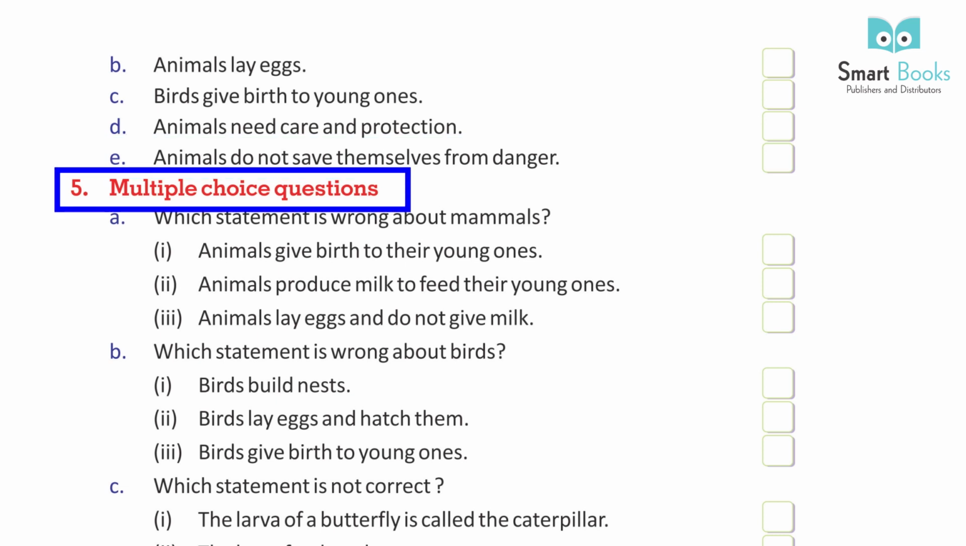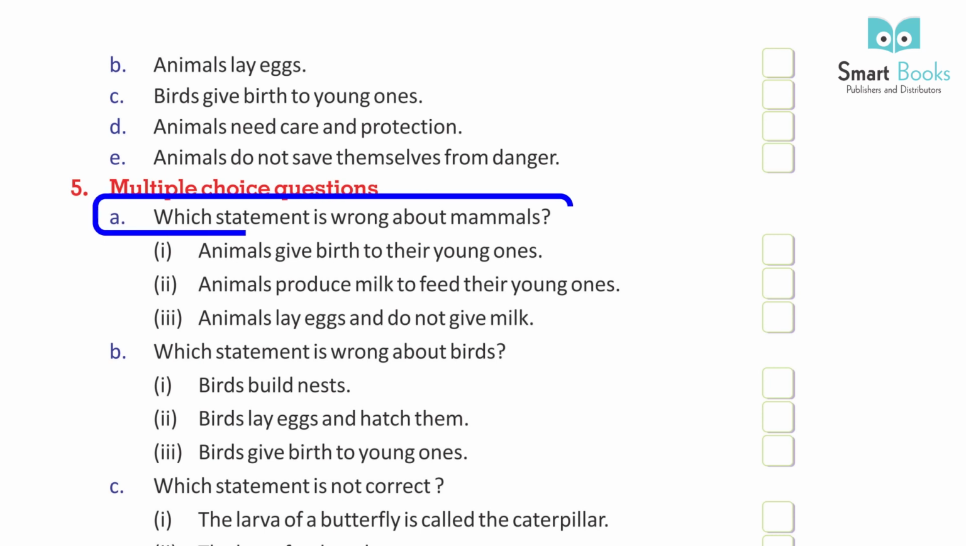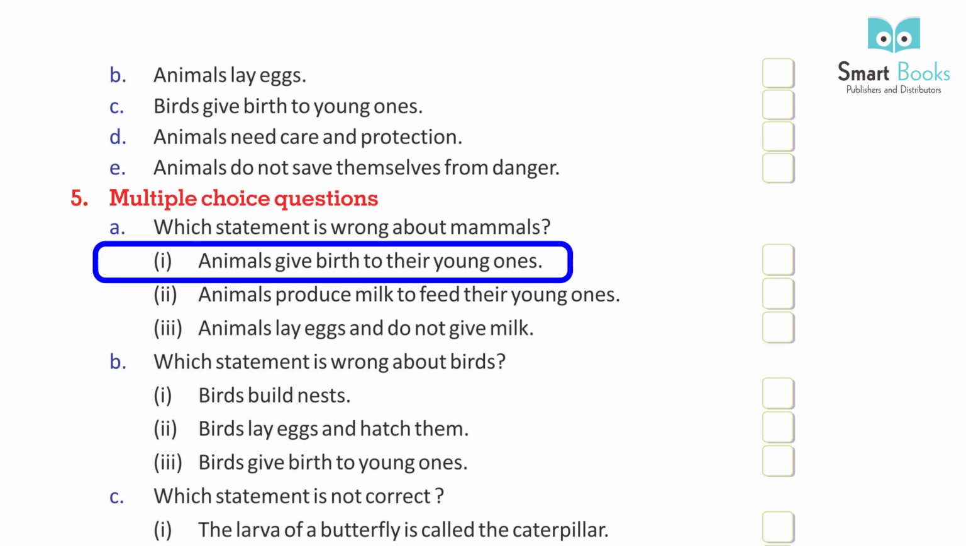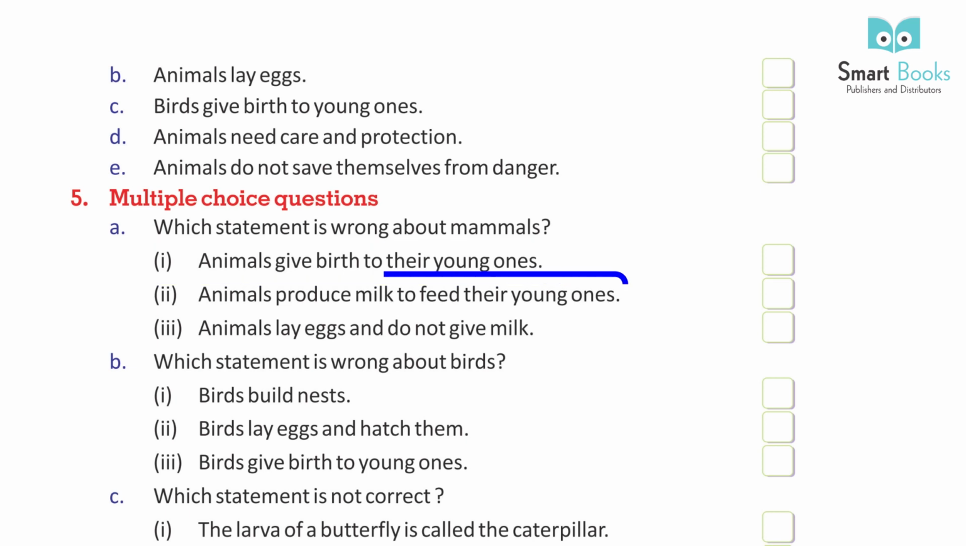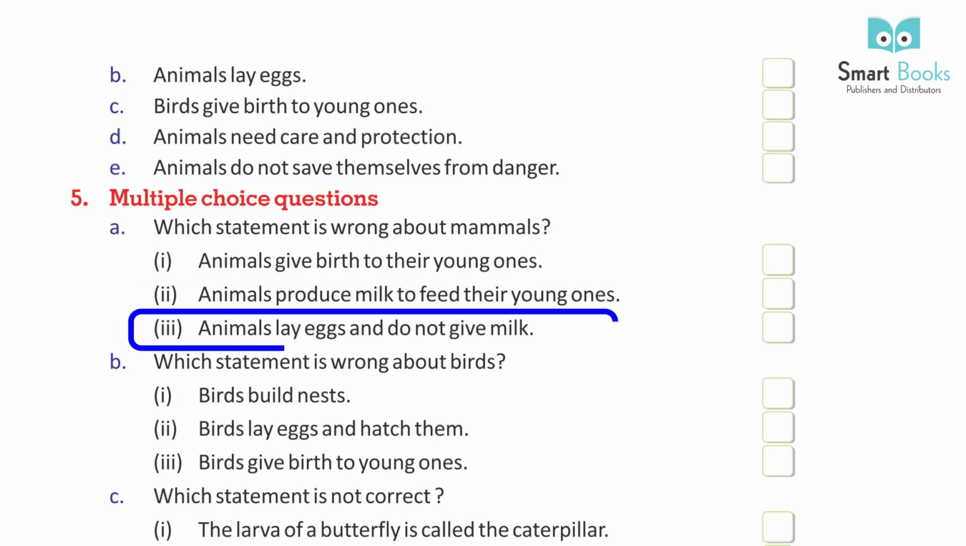5. Multiple choice questions. A. Which statement is wrong about mammals? 1. Animals give birth to their young ones. 2. Animals produce milk to feed their young ones. 3. Animals lay eggs and do not give milk.